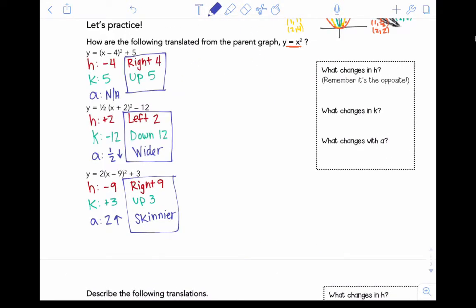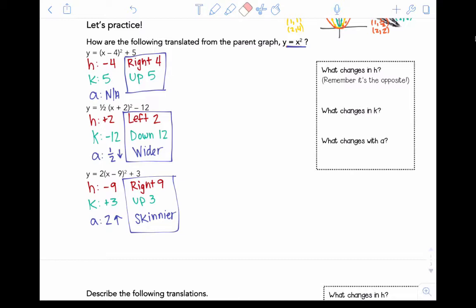Now, if you were wanting to check these, what you could do is you could use Desmos or a graphing calculator. You could graph y equals x squared, and then you could graph the equation and see what happens. You can count the change in x, the change in y, and then you can visually see if it gets wider or skinnier.